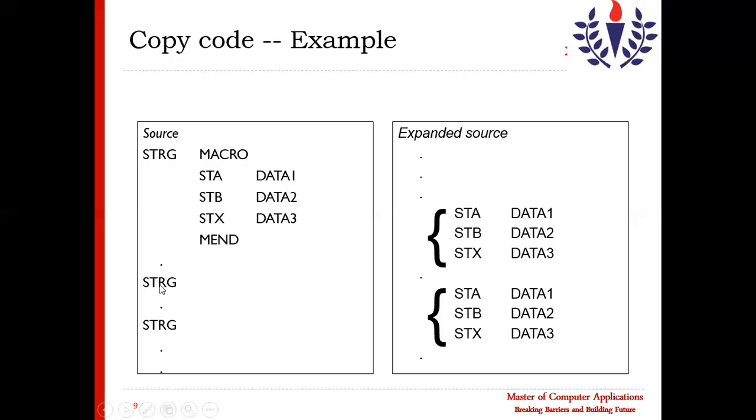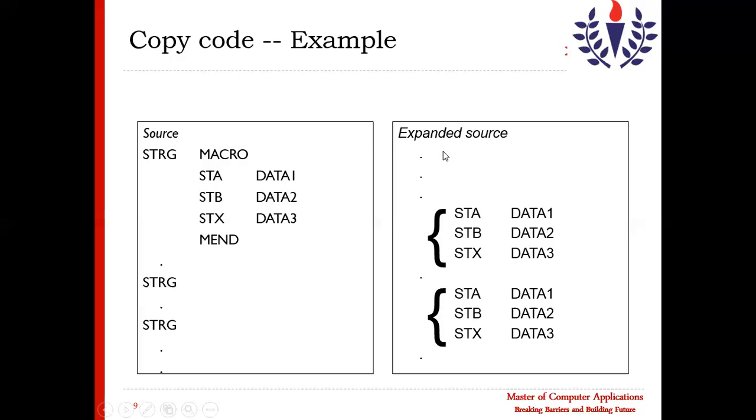Okay, so later on in the program, in the source file, we are putting only the name of the macro. That means we want to call the macro here. We are not mentioning any data here. We are not mentioning that this macro is receiving any parameter here. In this example, we are not working with parameters. Okay, so here we are calling this macro.